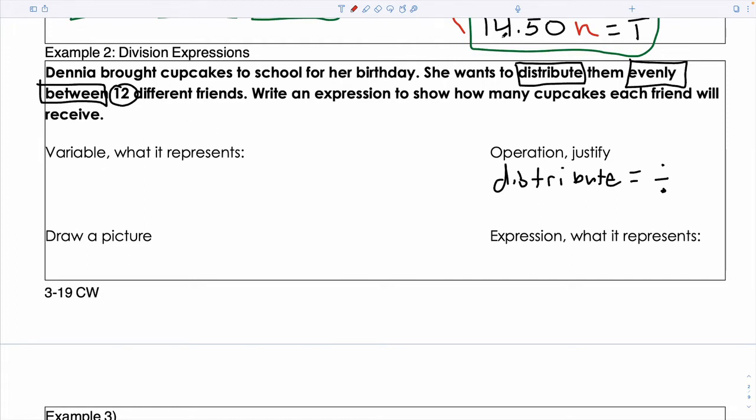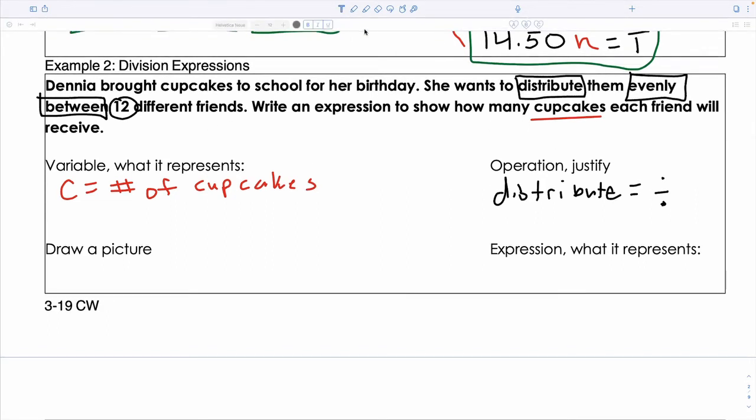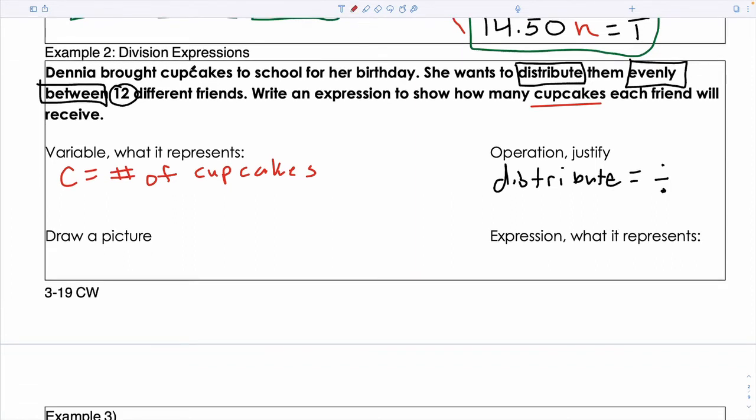Yeah, what variable do you want for that? Sure, C is the number of cupcakes she starts with. What else don't I know? Kate. How many cupcakes? I guess this would be the red.